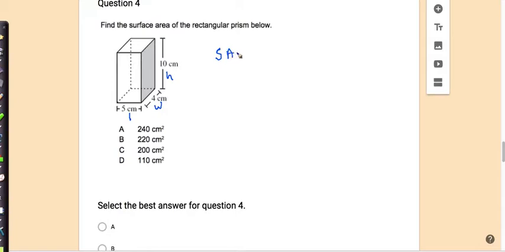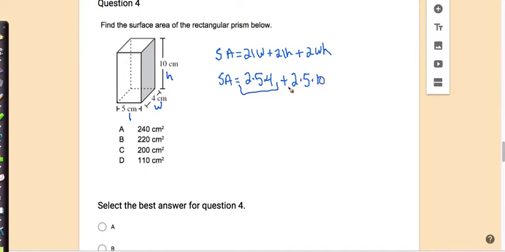So surface area equals 2LW plus 2LH plus 2WH. Okay, so 2 times length, 5, times width, 4, box it in. Plus 2 times length times height, box it in. Plus 2 times width times height, box it in.